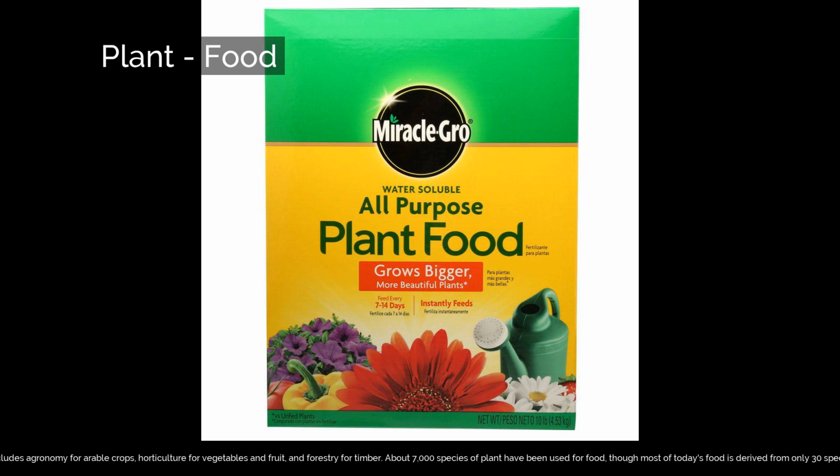About 7,000 species of plant have been used for food, though most of today's food is derived from only 30 species. The major staples include cereals such as rice and wheat, starchy roots and tubers such as cassava and potato, and legumes such as peas and beans. Vegetable oils such as olive oil provide lipids, while fruit and vegetables contribute vitamins and minerals to the diet.